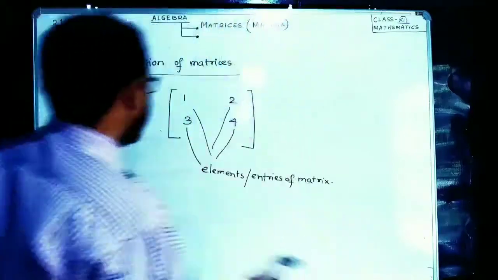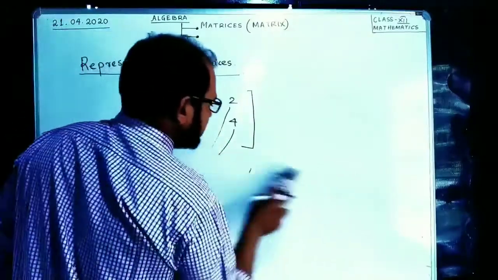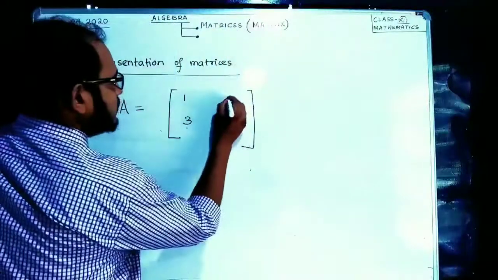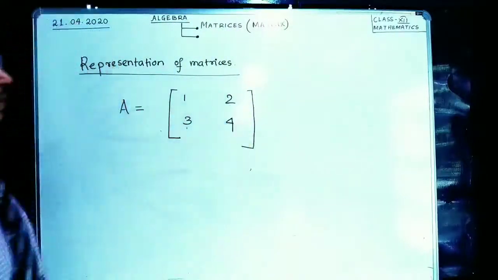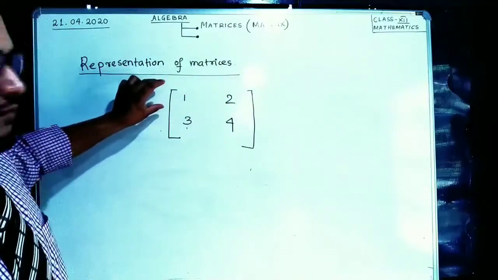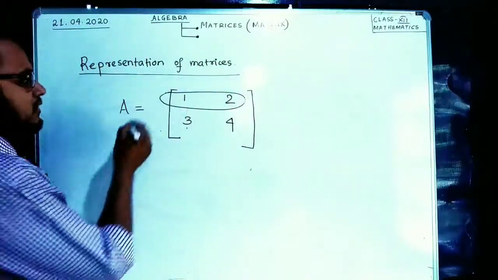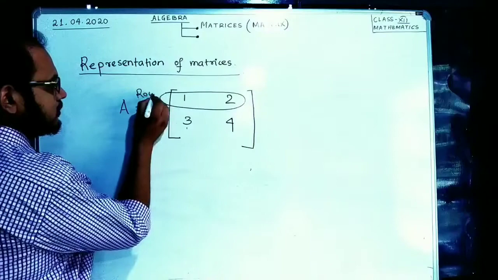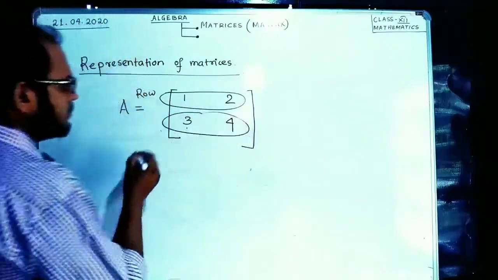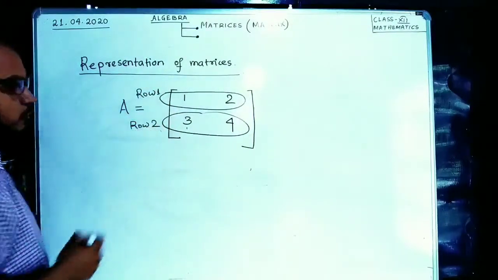Now let us recognize some properties or characteristic features of any matrix. Let us say this is 1, 2, 3, 4. We can see readily that this is one specific array of this matrix. We call this array of numbers a row. This is known as a row. This is another row. So let us say this is row 1. We call this row 2.